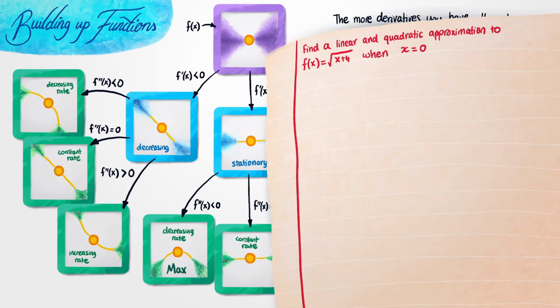So to make this clear, we'd like to find the best linear and quadratic approximation to this function over here when x is equal to 0. First, I'll start with a graph of this function. Now, as we said, we'd like the best linear and quadratic approximation to this function when x equals 0. Now, as you can imagine, the best linear approximation would look something like this, and the best quadratic approximation would look something like this.